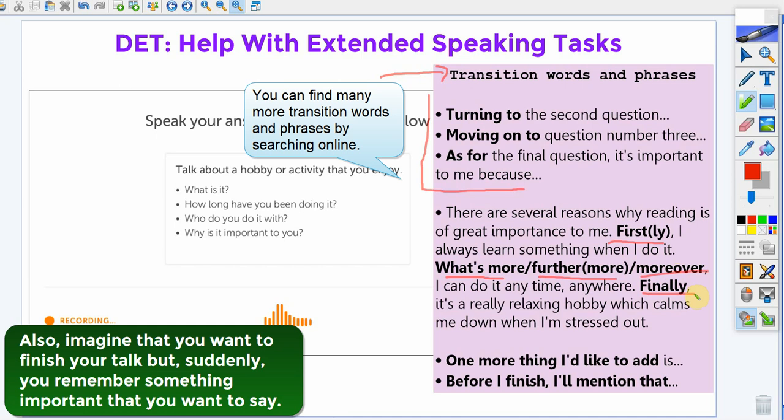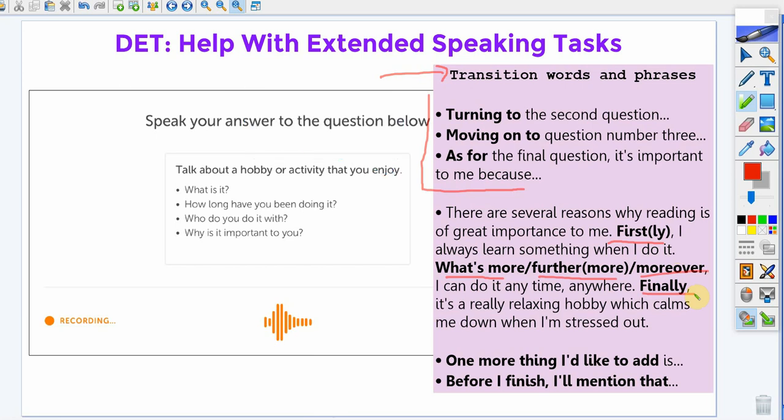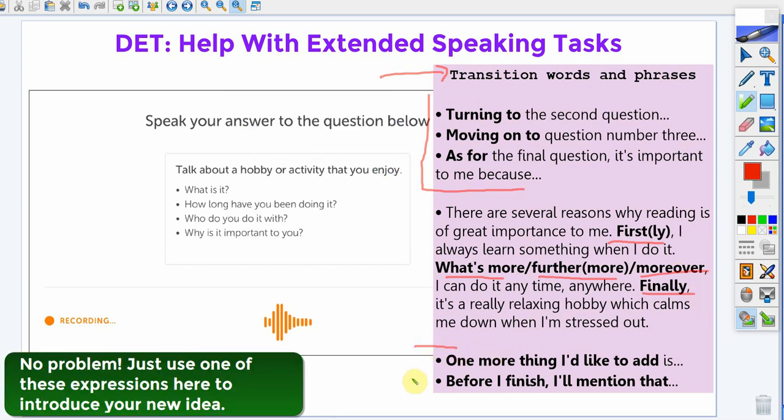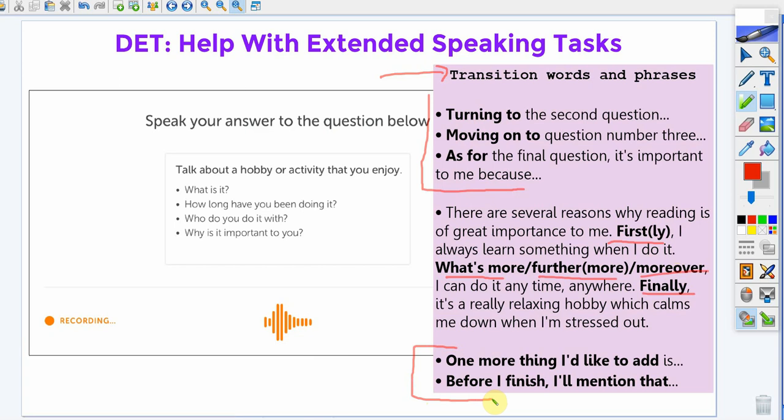Also, imagine that you're ready to finish your talk, but suddenly you remember something important that you want to say. No problem, just use one of these expressions here to introduce your new idea.